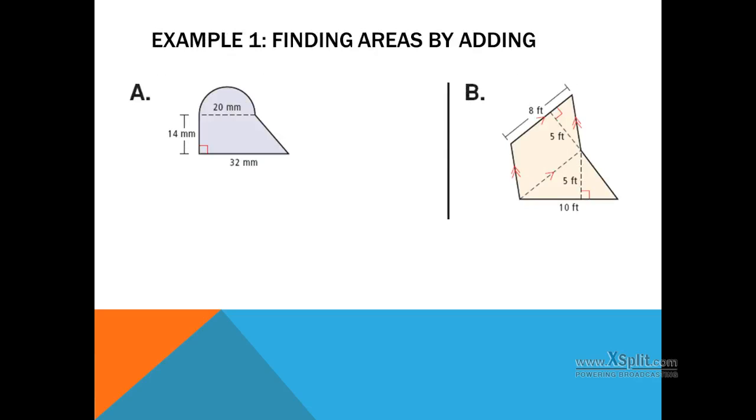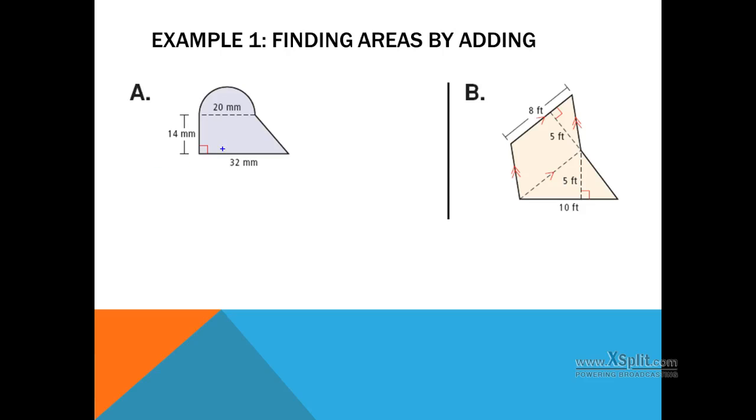These figures are not normal figures. In fact, this first one looks like a trapezoid with a circle on top of it. Composite figures are very easy to find the areas of. All you need to do is break it down into a few pieces, and you can find the area of each one. I encourage you to pause the video now and try to find the areas of each of these before I show the answers in just a moment.